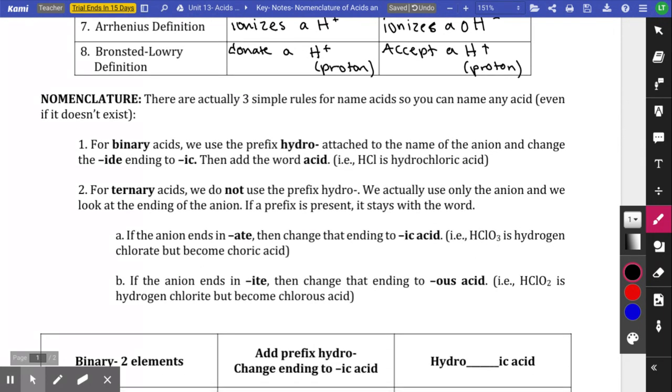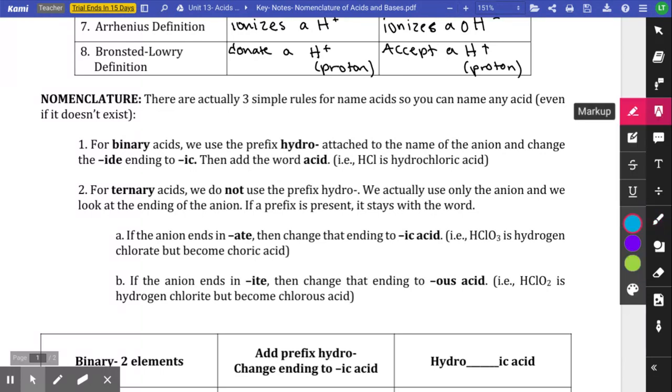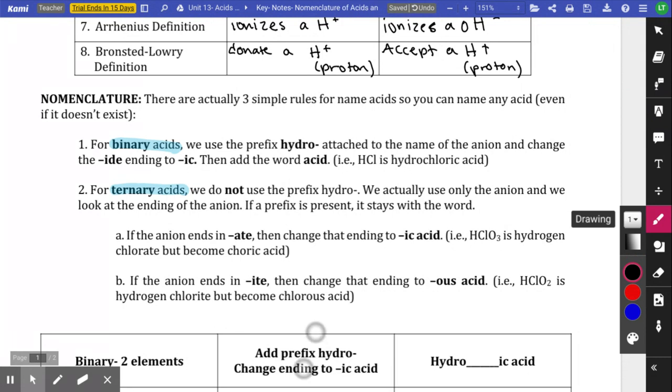Okay, so we are now going to move into talking about nomenclature. For acids, there are 3 rules for naming acids. So we can name any acid whether it exists or not. First off, the first thing we need to figure out is, is my acid a binary acid or a ternary acid? Guys, remember, a binary acid is just made up of 2 elements. And a ternary acid would be 3 or more elements. So our ternary acids contain polyatomic ions, and our binary acids don't.